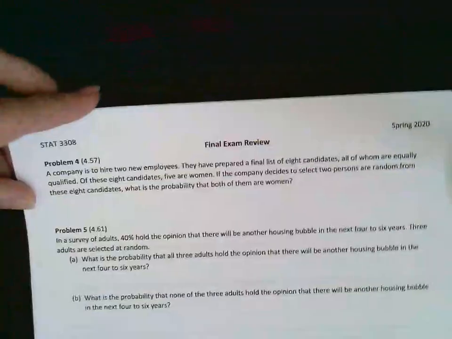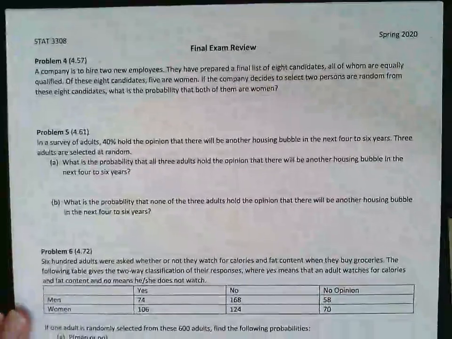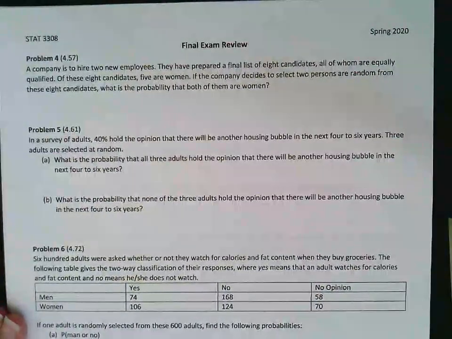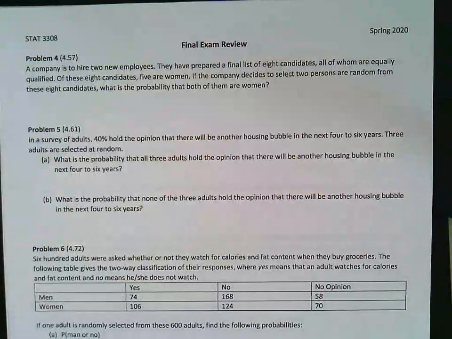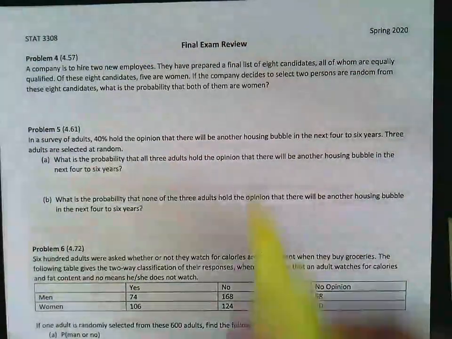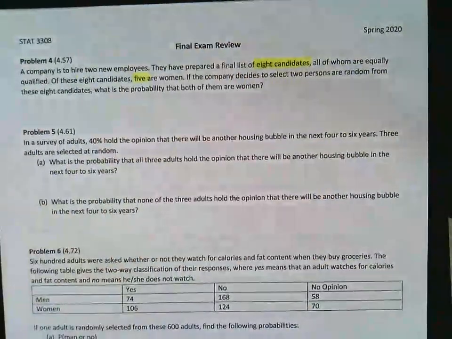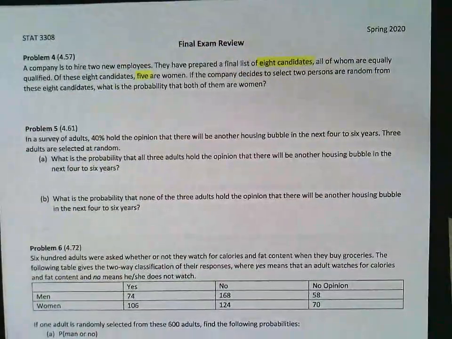All right, let's continue to talk about some things when it comes to conditional probabilities and independence, okay? So a company is to hire 2 new employees. They have 8 candidates, all of whom are equally qualified. Of these, 5 are women. They just take 2 persons at random. What's the probability that both of them are women?